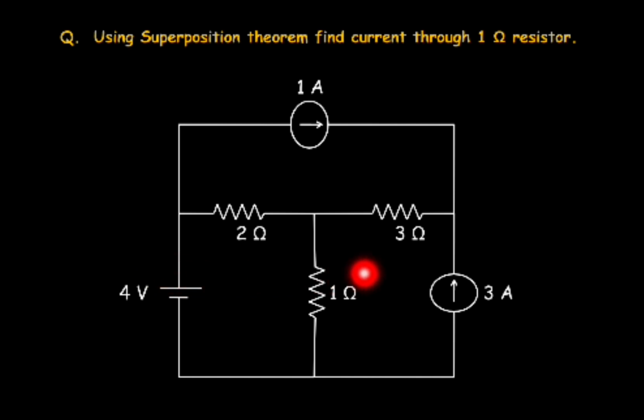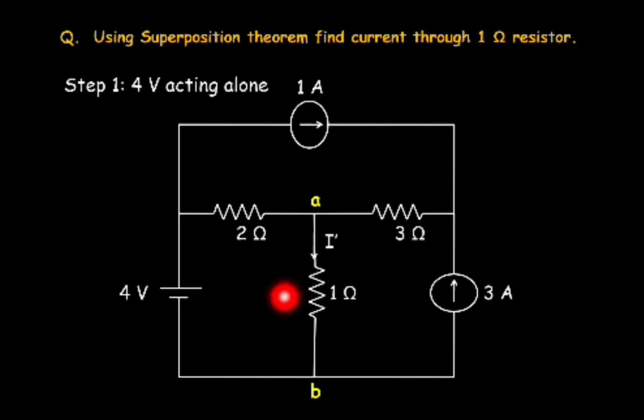So if you want to find the current flowing through this 1 ohm, we have to consider one source at a time. In step number 1, we will keep 4 volt active. It means 4 volt acting alone. If we are considering only this 4 volt voltage source, then we have to deactivate this 1 ampere and this 3 ampere current sources. Now let us mark two terminals A and B across this 1 ohm so that we can find the direction of current. In step number 1, we will name the current through this 1 ohm resistor as I dash. Now we have to find this I dash.